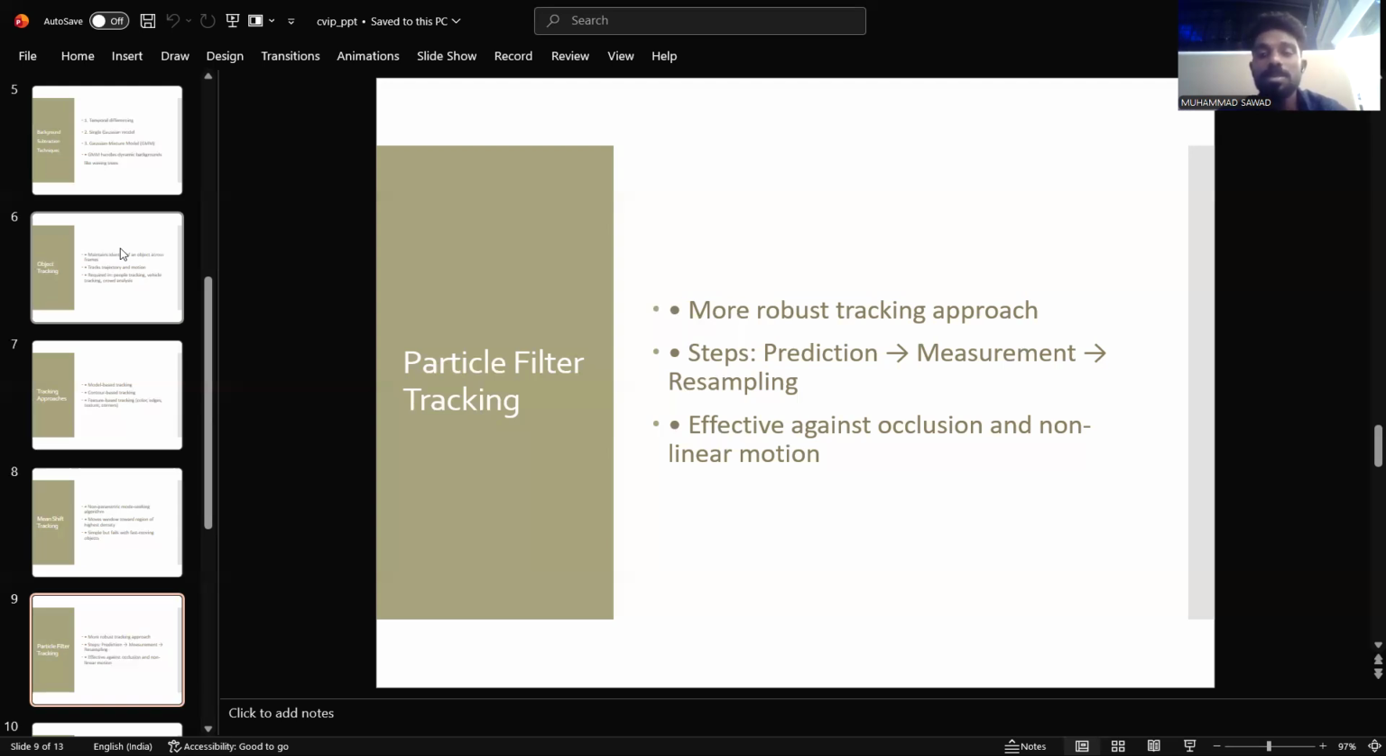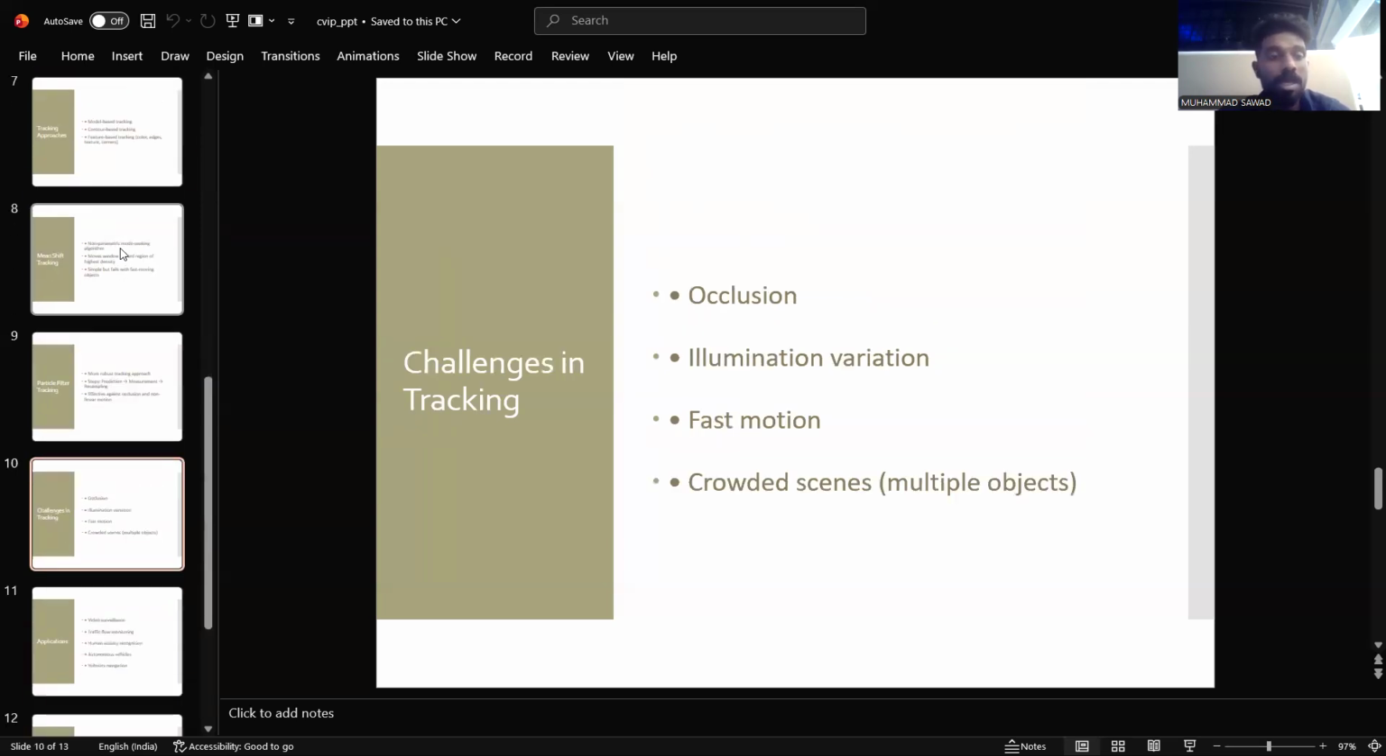This makes the particle filter effective in situations involving oscillation, non-linear movement, and unpredictable trajectories. So this is one of the important tracking methods, which is known as the particle filter tracking. In the next slide, we are going to tell about the challenges that are faced in tracking.